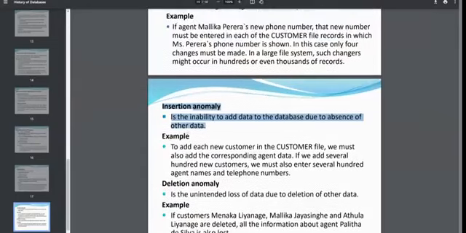When we are trying to insert data into the database, into tables, what happens? For example, there may be multiple customers for a company, and those customers may have different agents. Then when multiple customers have the same agent data and we try to add it to the system, there may be problems. There may be anomalies. That kind of thing can be considered an insertion anomaly.